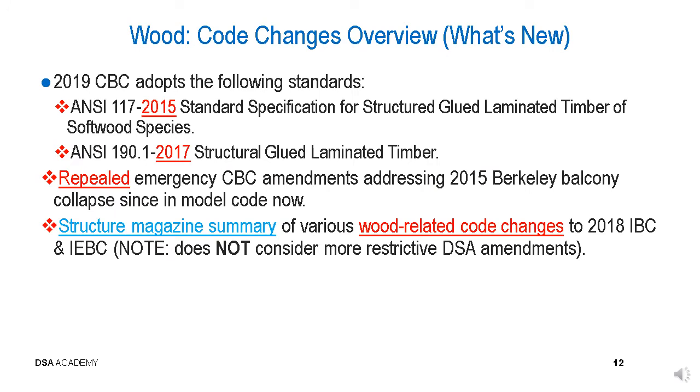Some additional changes in the 2019 CBC. They've updated the standards that are adopted. ANSI 117 is now the 2015 version. ANSI 190.1 is the 2017 version. These both deal with glulam timbers. They've removed the emergency CBC amendments addressing the 2015 Berkeley balcony collapse. Those changes are in the model code now.